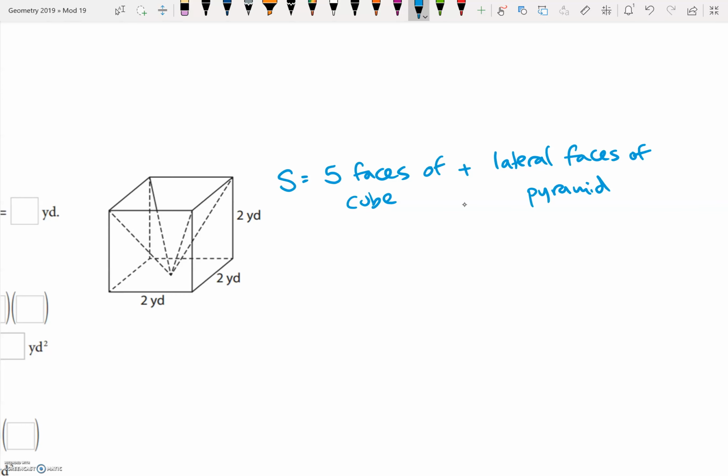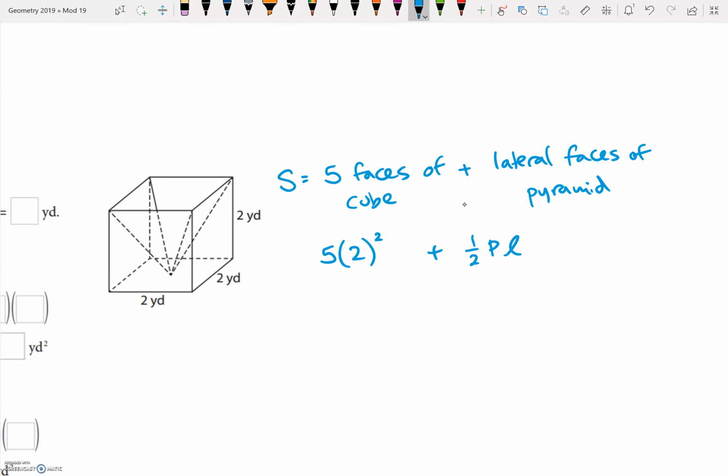So what is the 5 faces of the cube? What is the area of one of the faces? The area of one of the faces is 2 times 2. So 5 times 2 squared, because 2 squared is the area of the face. So plus the lateral faces of the pyramid, and that's going to be 1/2 of the perimeter times the length. So we need to also figure out what the length is going to be then.